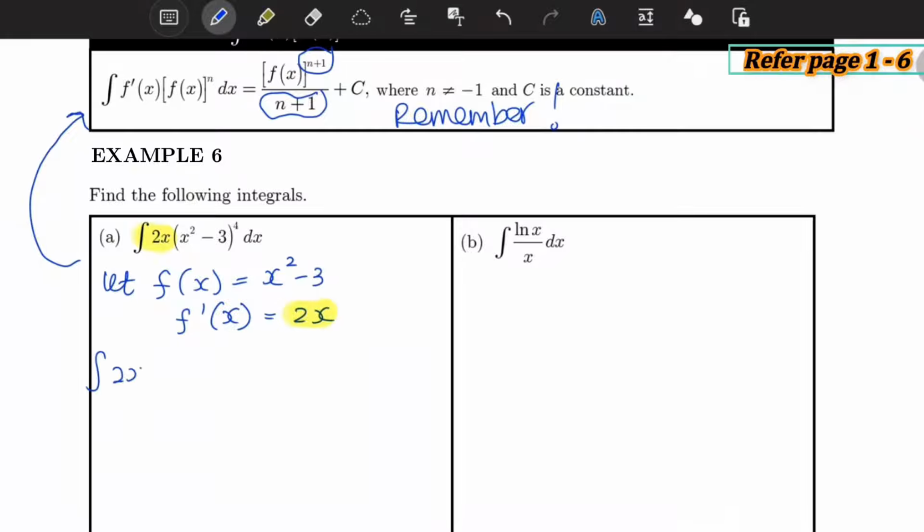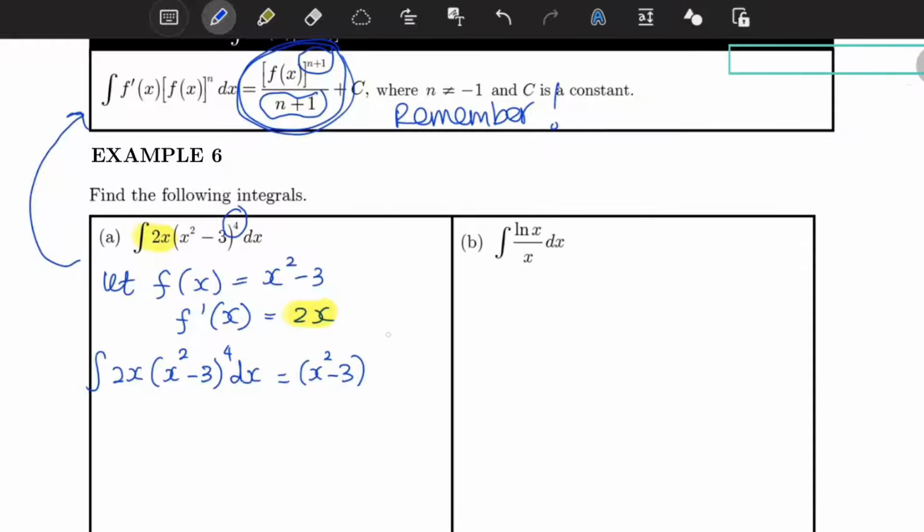Therefore, integrate 2x times x squared minus 3 power of 4 dx equals fx power of n plus 1. For our case, we have x squared minus 3, and for the question we have power of 4. Therefore, the answer will be power of 5, divided by n plus 1, the new power, which is 5, plus c. So we can get the answer by using the rule.